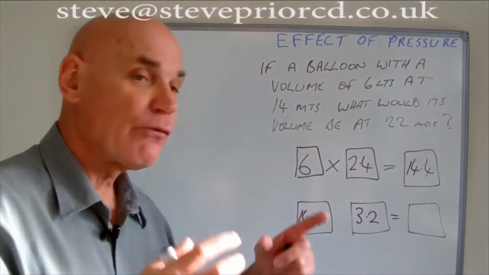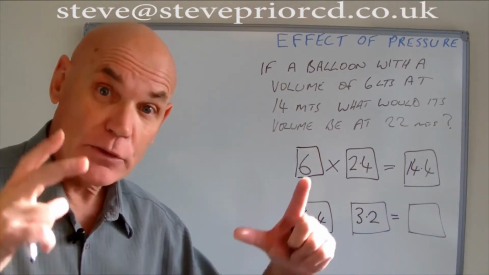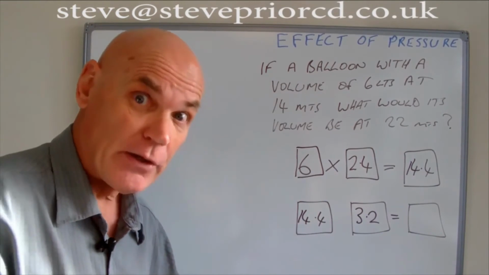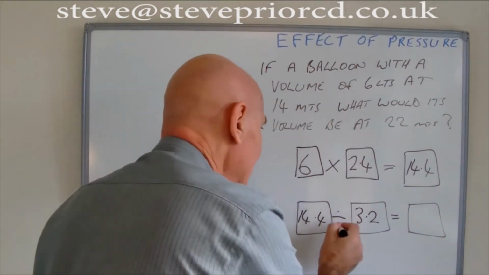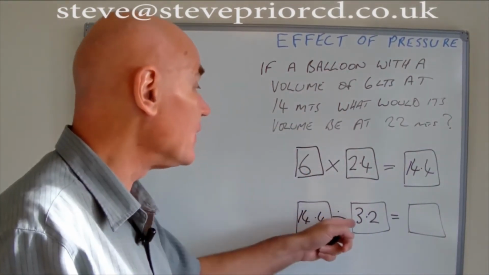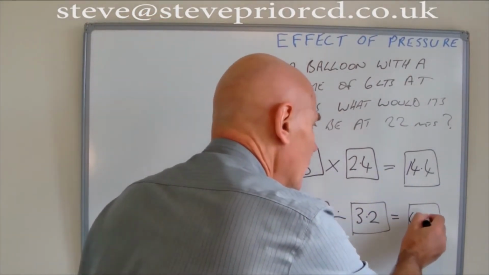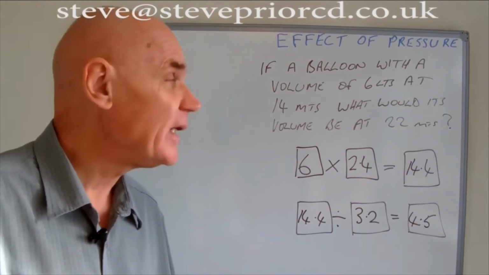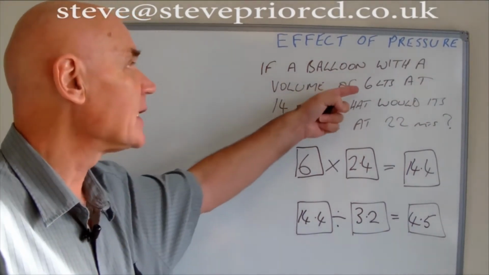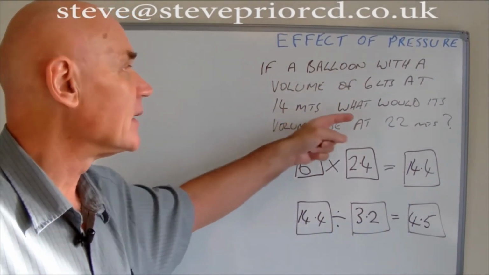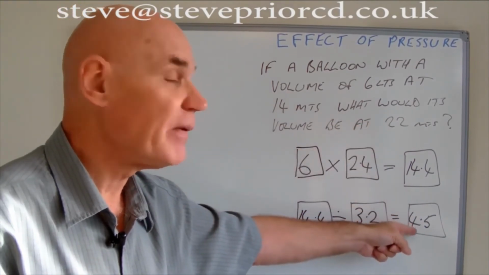And here now we've got to imagine that it's going to go back down underneath the water and it's going to get smaller. So the smaller mathematical sign will be here, division. So 14.4 divided by 3.2, we're going to come up with the answer 4.5 litres. So that would be the answer to the question. The balloon, 6 litres at 14 metres, take it down to 22 metres, it will be 4.5.